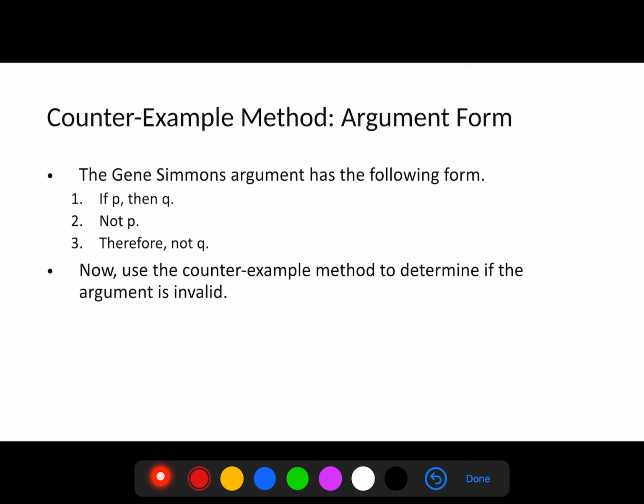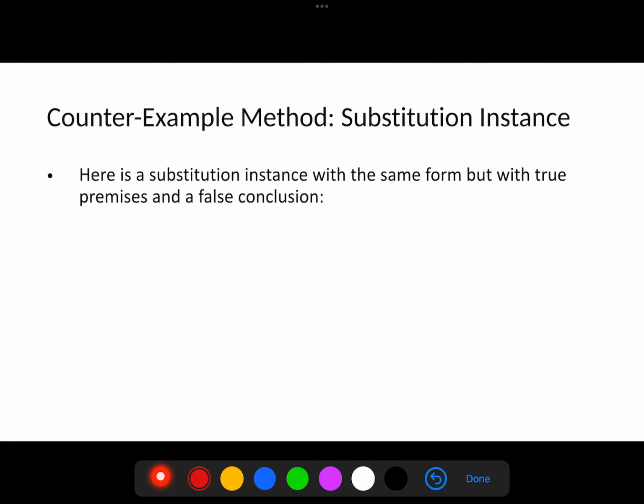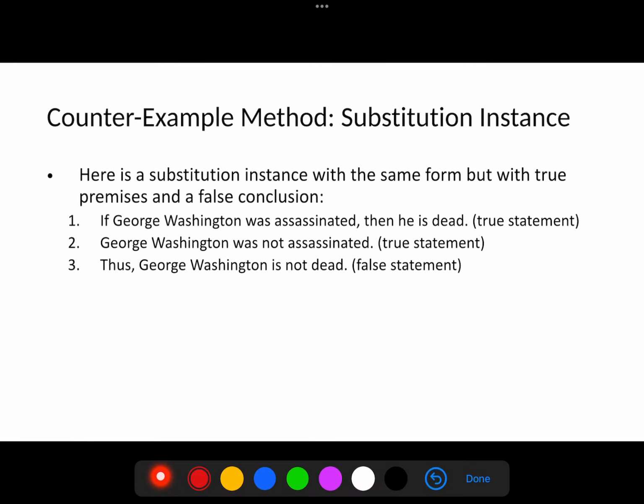Right? So substitution instance. This, again, requires some work to come up with one, but that's just where the thinking comes in. So again, there's our underlying form of that argument, and we're looking for a substitution instance that has true premises and a false conclusion. So here's my substitution instance. If George Washington was assassinated, then he is dead. George Washington was not assassinated, therefore George Washington is not dead.